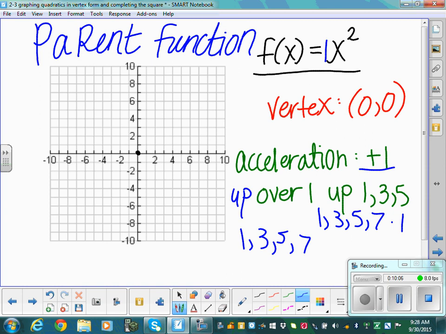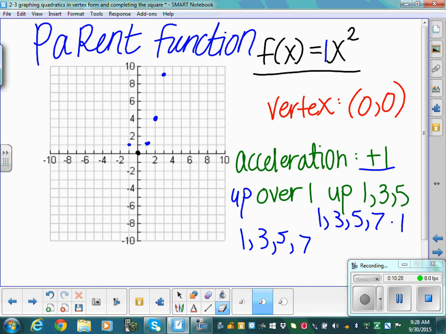You go over 1, up 1, put a point. Go over 1, up 1, 2, 3. Over 1, up 1, 2, 3, 4, 5. Then over 1, up 7. I only need to go up 5. That's going to run off my graph. So I got to do it on both sides. Over 1, up 1. I already went up 1.